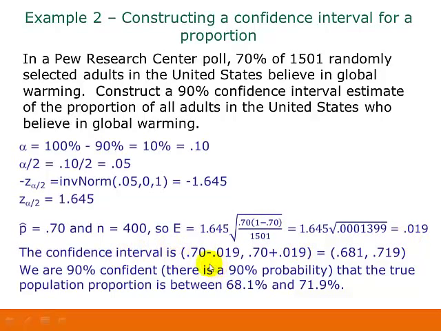So our confidence interval is, our lower limit is 0.70 minus 0.019, our upper limit is 0.70 plus 0.019. So our confidence interval is 0.681 up to 0.719, or from 68.1% up to 71.9%. And the interpretation of this is that we are 90% confident, or we can say there's a 90% probability that the true population proportion is between 68.1% and 71.9%.